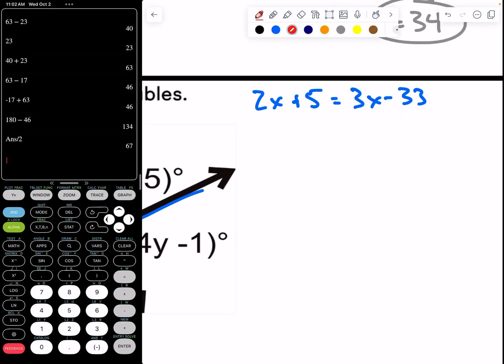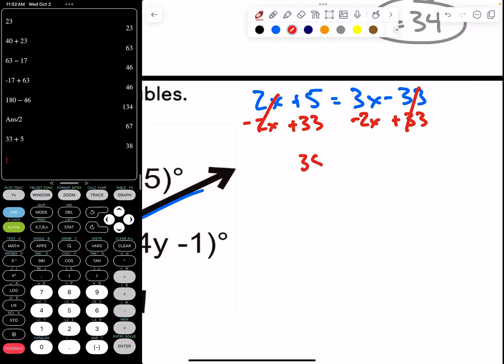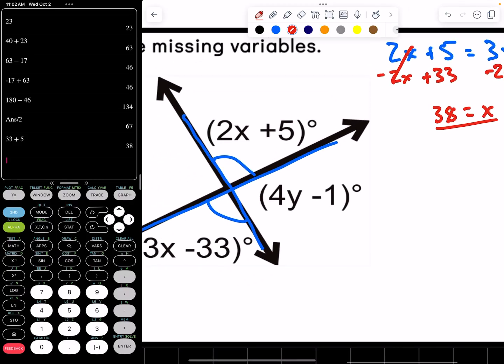And I'm going to go on ahead and combine some steps. So I'm going to subtract 2x from both sides. And if I know I'm subtracting 2x from the left, I want to add 33 to my right. 33 plus 5 is 38, equals 3x minus 2x is just going to be x. So I know x equals 38.